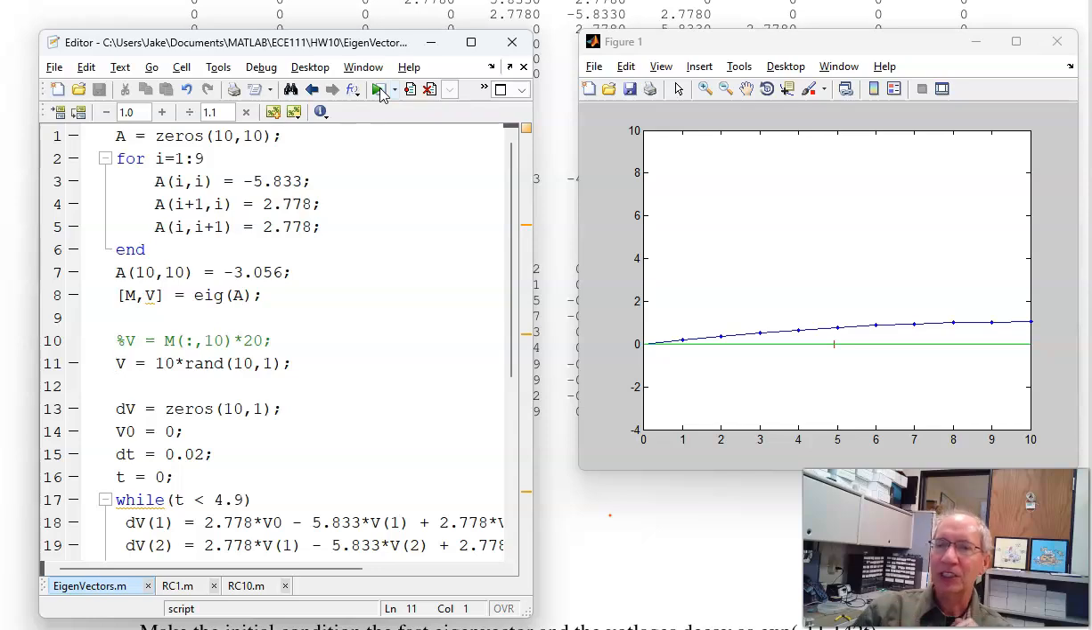For an RC circuit, this is what an eigenvector eigenvalue means. The fast modes, the fast eigenvectors decay quickly, the slow eigenvectors decay slowly. A random initial condition excites all 10 eigenvectors. The fast modes go away quickly, leaving the slow mode. And that is homework set number 10 for ECE 111.